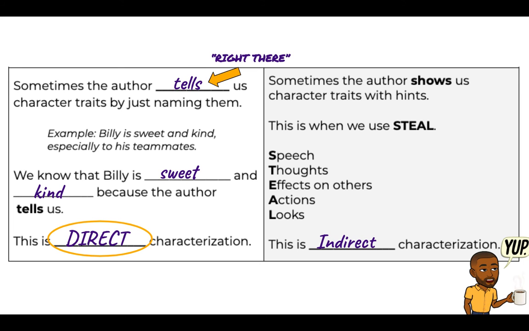And when I think about direct and tells us, I'm thinking about that concept of an answer being right there. So whenever a question asks me for direct characterization, I am looking for a right there answer, which means it is right there in the text. Remember that.